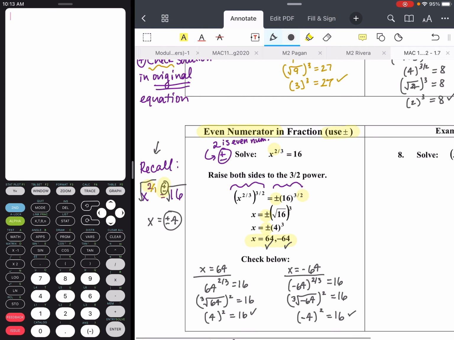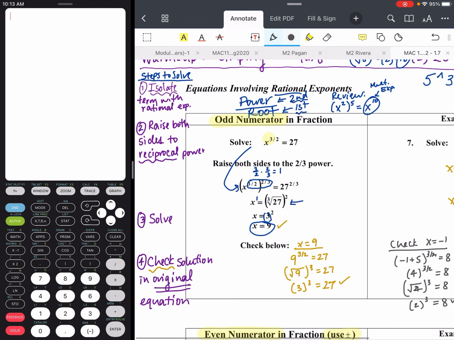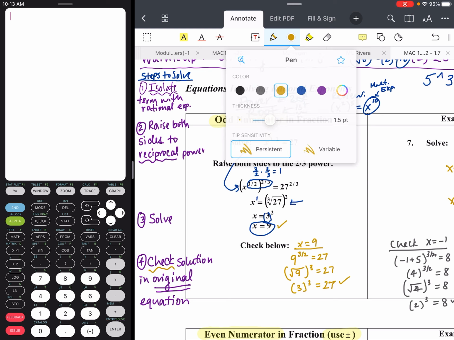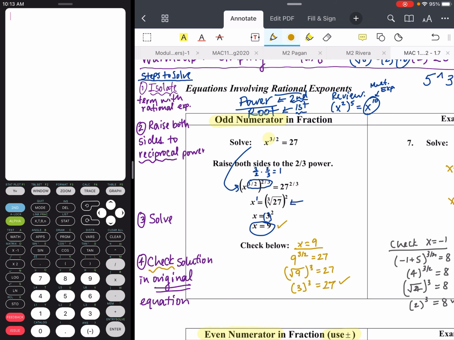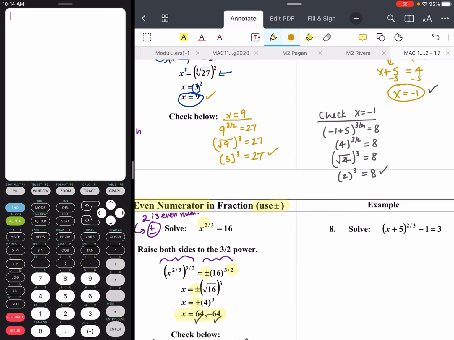Okay. So I'm just going to amend these steps that I wrote over here. Step 1, isolate. Step 2, raise both sides to the reciprocal power. And I'm going to add a little note. If you have an even numerator, I'm just going to put even numerator, you use your plus or minus when you're raising the right side to the reciprocal power. Okay, so that's our new addendum to this rule.